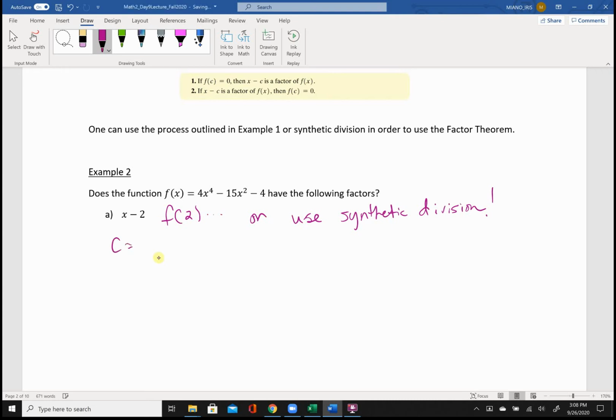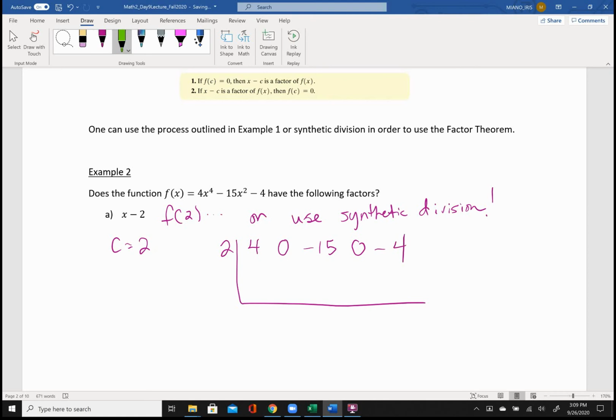So yes, obviously your c value here is 2. The 2 goes outside of the house in this synthetic division setup, and along this row, in line with the 2, you need to put the coefficient and constant term of all of the terms that occur in your function, plus zeros as placeholders for any missing terms. By that I mean there's no third degree term here, and there's also no first degree term, so those need 0 placeholders. So the numbers in this top row will therefore be 4, 0, -15, 0, and -4. All right, yes, I have that down correctly.